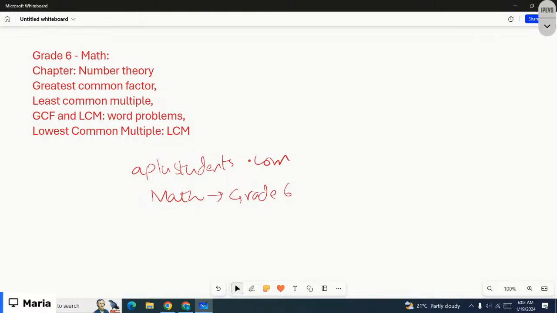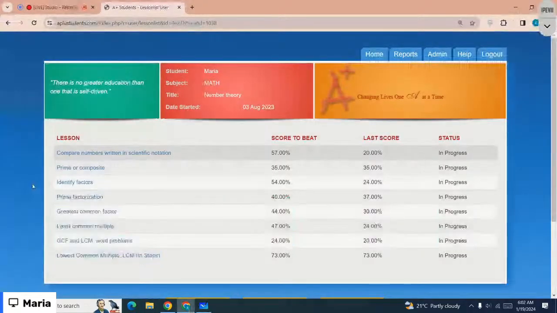There you can find a list of the chapters. We're going to start with chapter number 3. The lessons we're going to cover today are greatest common factor, least common multiple, GCF and LCM word problems, and lowest common multiples. So let's start with the first lesson, that is greatest common factor. Please make sure you have your notebook and pencil so that you can note down the important examples and definitions as well.